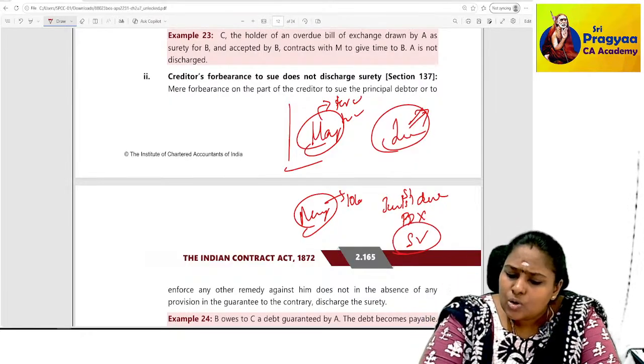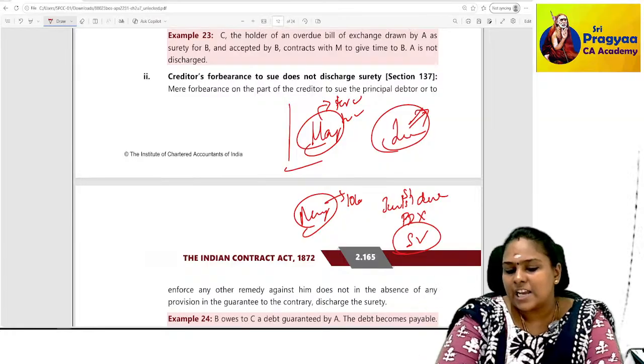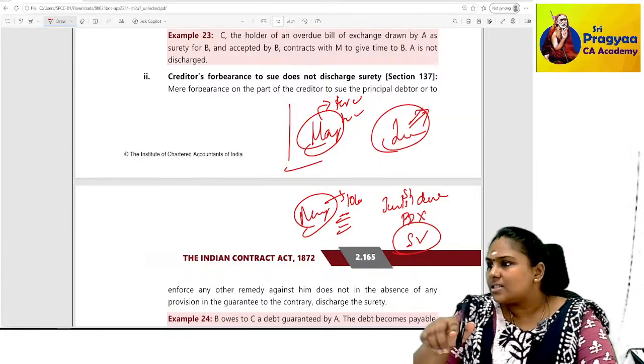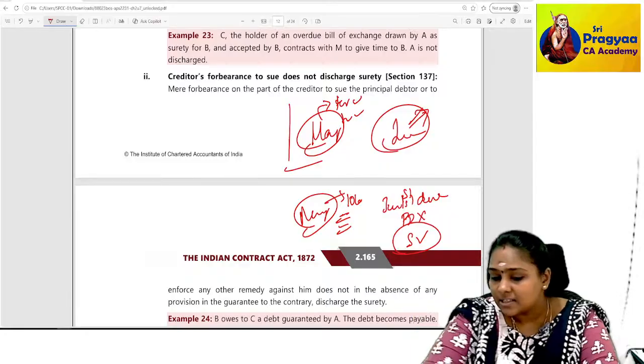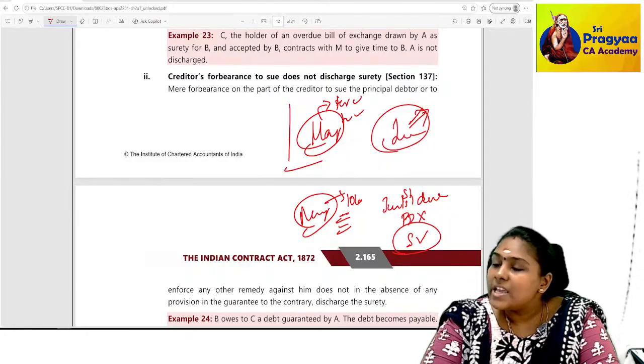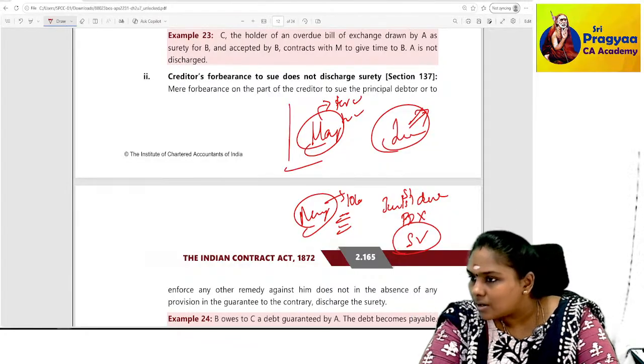ஆனா ஷூரிட்டி did not know that they changed the terms. மே மாசம் நடந்த டிரான்சாக்ஷன்ல டேர்ம்ஸ் சேஞ்ச் ஆச்சுன்னு யாருக்கு தெரியாது? ஷூரிட்டிக்கு தெரியாது. அப்போ இது ஒரு இன்ஃபேவரபிளான பொசிஷன். எஸ் ஆர் நோ?